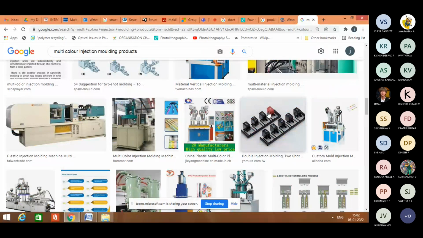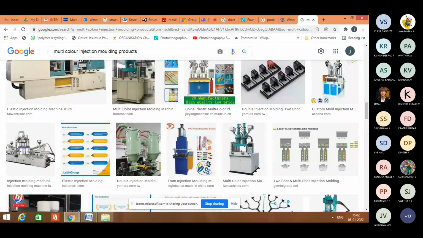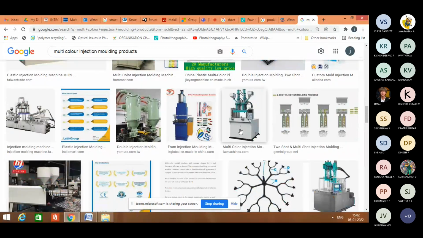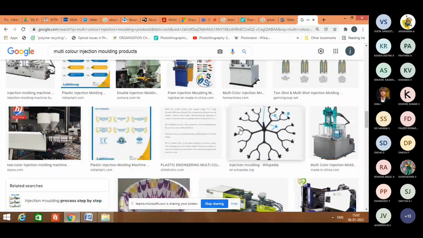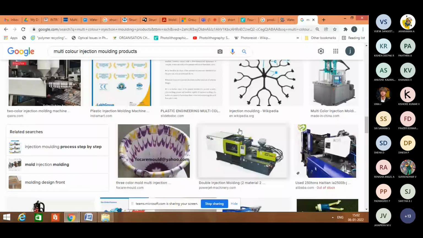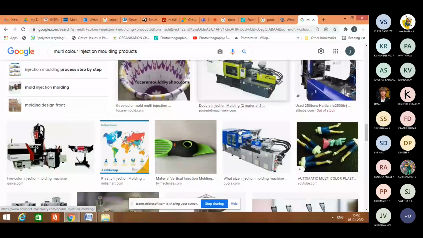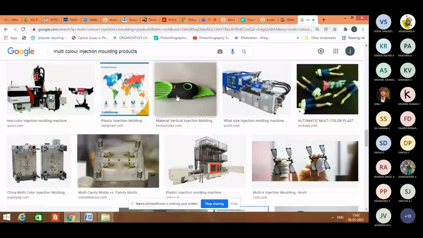The on-off switch is a different color, and the rest of the switches are in a different color. Those types of products are made by the multi-color injection molding technique, or some products only have two colors. If you take this product, it is only two colors. This type of product is made by the multi-color injection molding technique.